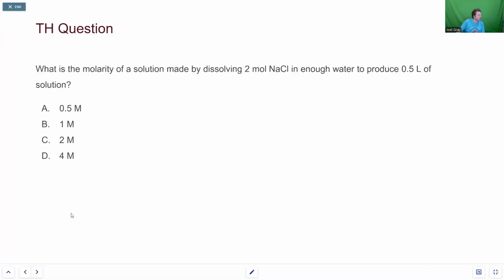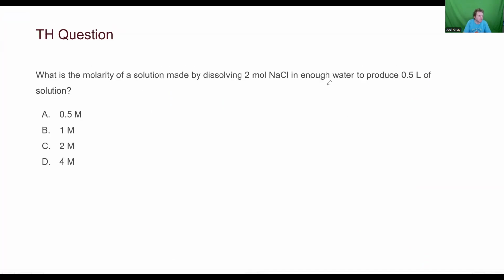So here is our first Top Hat question. I'm going to toggle it over to the Top Hat entry because you put that in right now. But what is the molarity of a solution made by dissolving 2 moles of NaCl in enough water to produce 0.5 liters of solution? Before I turn it over to Top Hat, and you can answer it, I want to draw your attention to this wording. It seems a little bit funky.